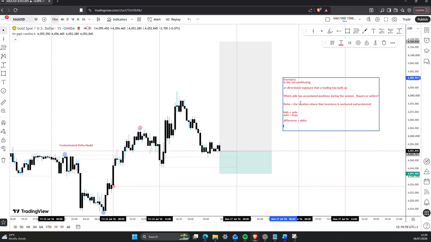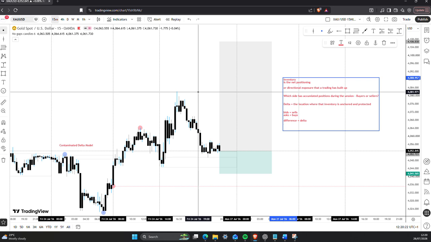Cool. Now we understand inventory, we understand session inventory, and we understand that in order for price to move, there needs to be a difference available, which is the delta. Now, can we use every single delta candle in the market? Absolutely not. That is not going to serve you any purpose.